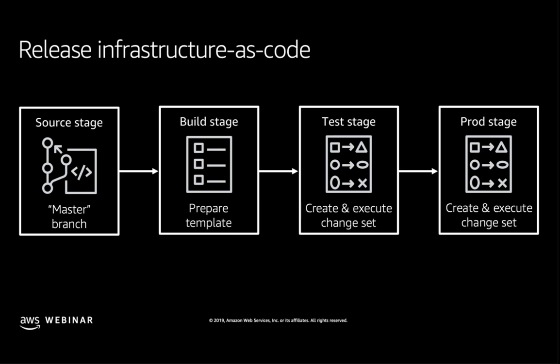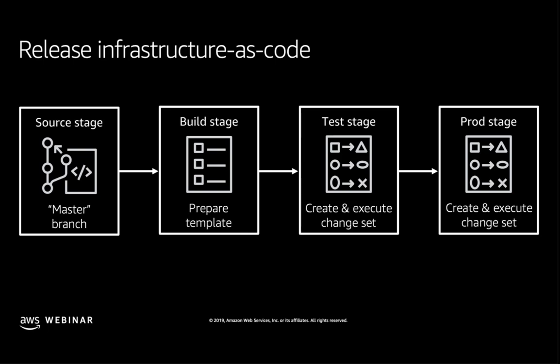stage. In the CodeBuild stage, you could do something like run CFN lint or CFN nag, which are two utilities to basically test your CloudFormation template. You can then do a test stage where you do a change set, and then if that all goes well, you can deploy your CloudFormation template in the production stage. And so it'll do a change set to create a new CloudFormation stack, or if it already exists, it'll update the existing CloudFormation stack.